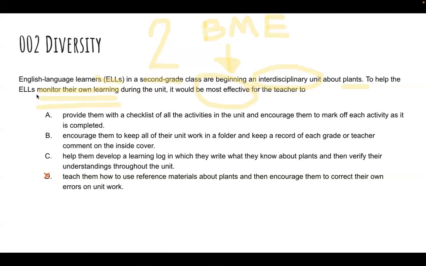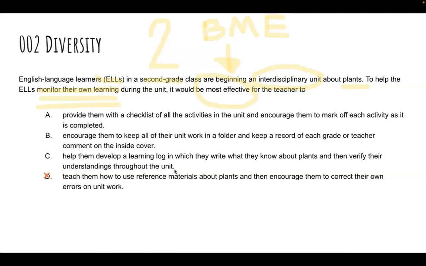Remember, we want students to monitor their own learning, and this one has them going back to verify understanding. So going back and changing and adding to, and that would be monitoring their own understanding. So I don't want to cross C off completely, but I feel like A we can cross out completely. Don't you think?